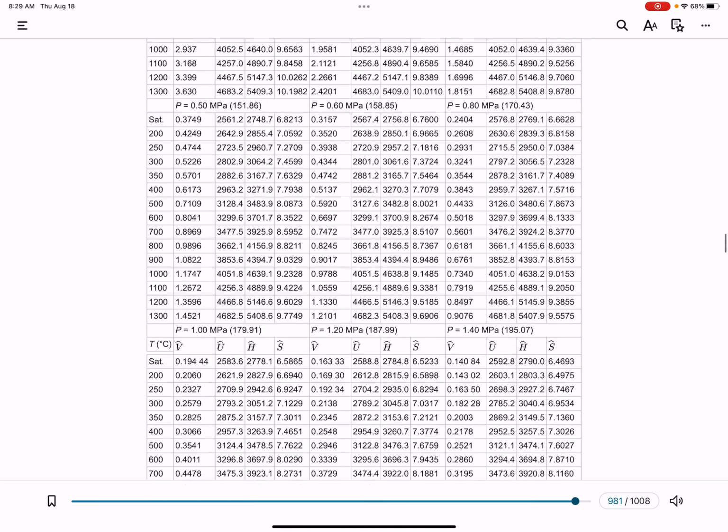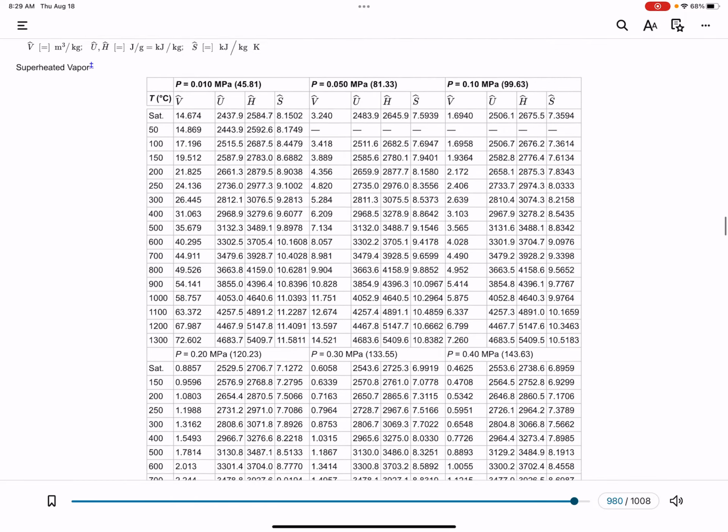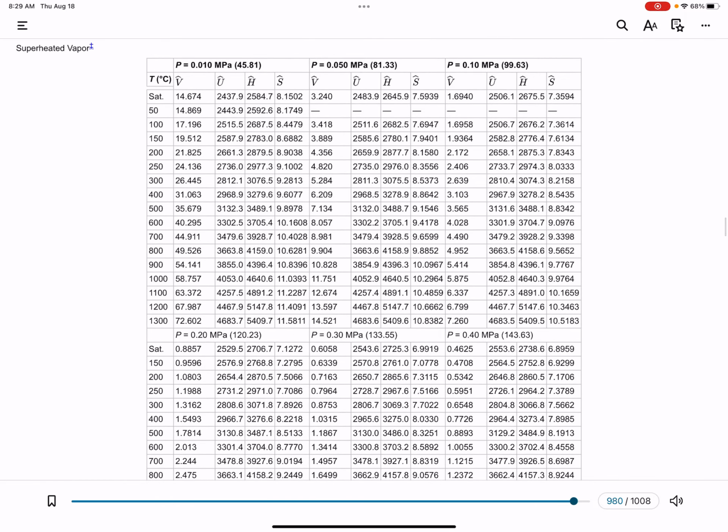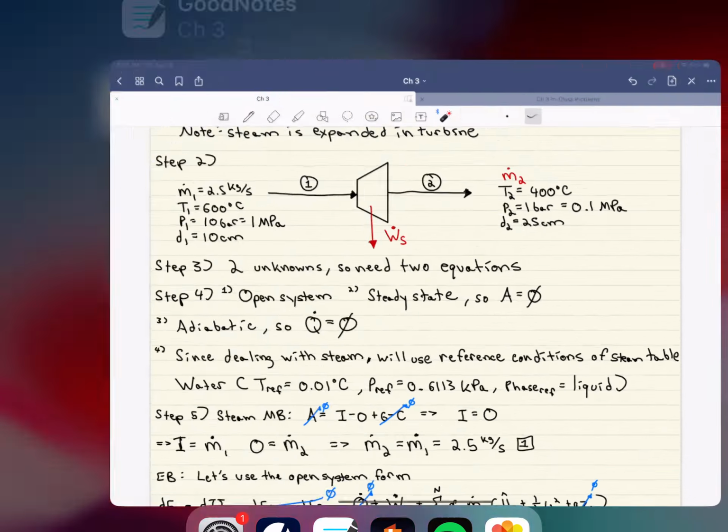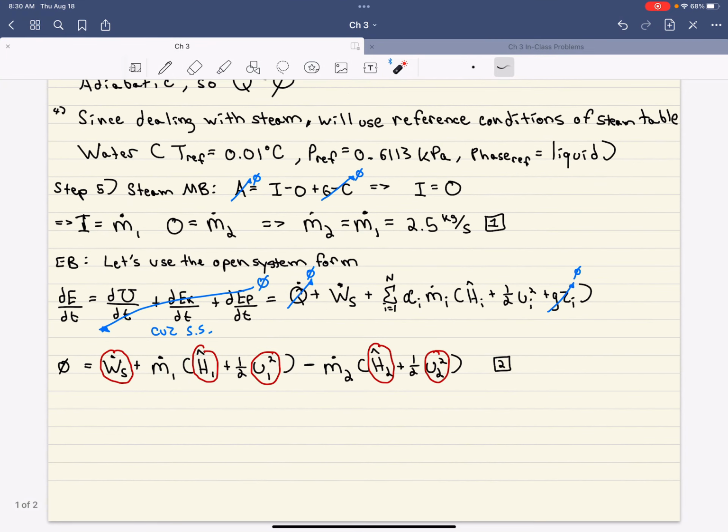All right. And then for the outlet, it's 0.1 megapascals at 400 degrees Celsius. So that means the specific volume is 3.103. Okay? Now that we have that information, we could go back to our problem statement.